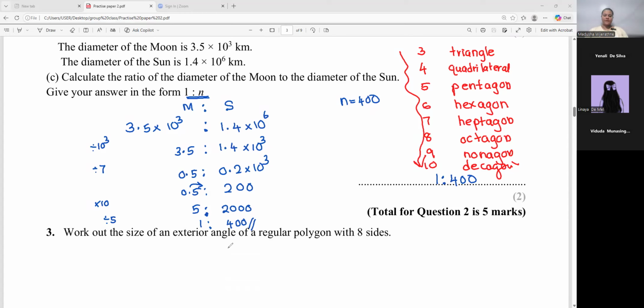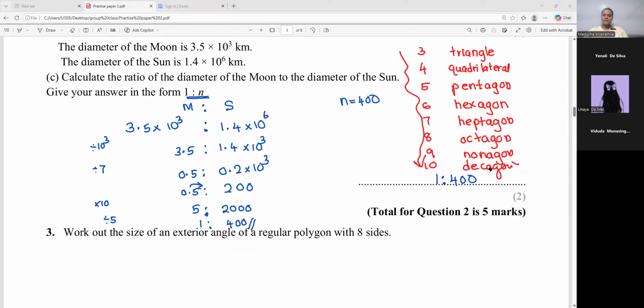Work out the size of an exterior angle of a regular polygon with 12 sides. Like that, then we know the number of sides. This question is also given like that. They haven't given it as octagon, they straight away gave the number of sides. Now we should know the meaning of regular polygons.